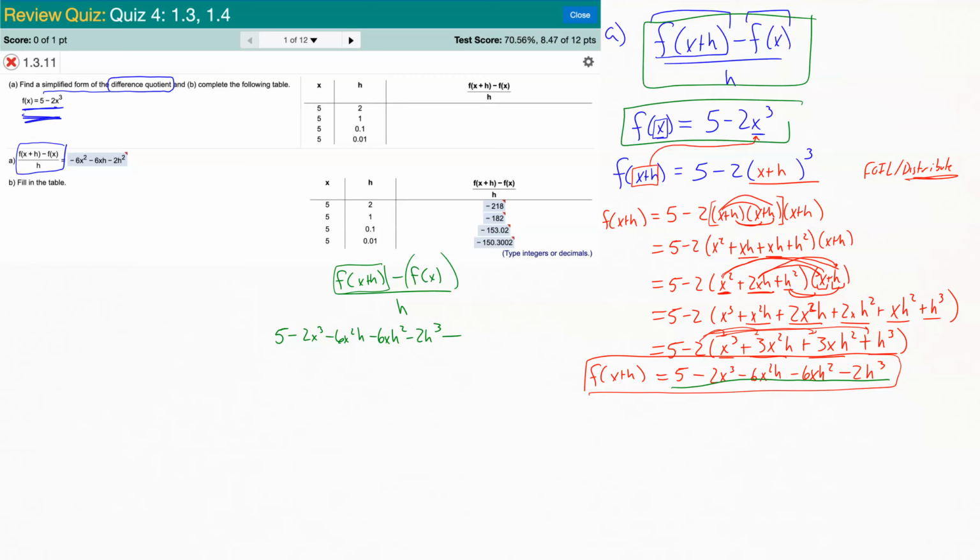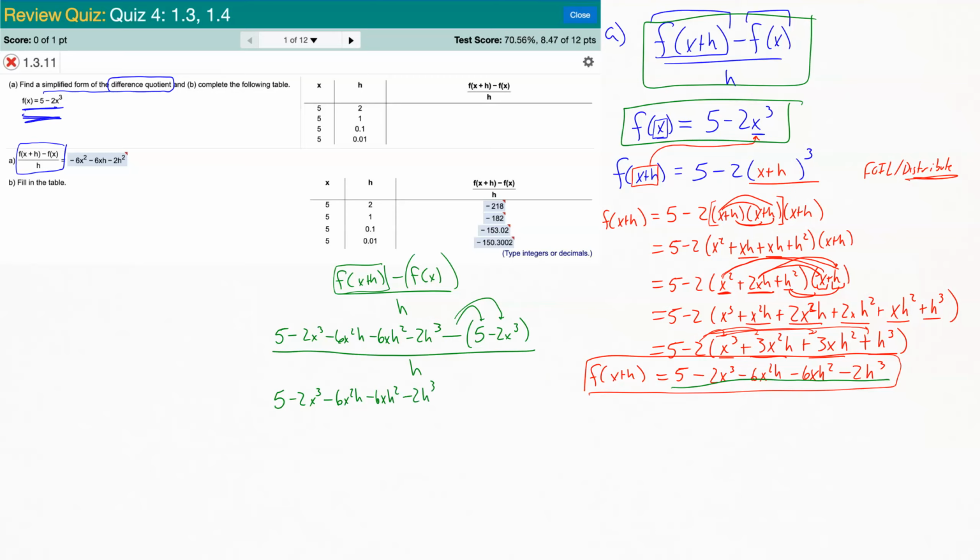So f of x was what they started us with, but it's always minus parentheses 5 minus 2x cubed, and that is all over h. The next move is to simplify this down. So we're just going to distribute this negative sign back into both of those pieces. So all this junk up in the front has to keep coming along for the ride. So you just got to keep track of it here.